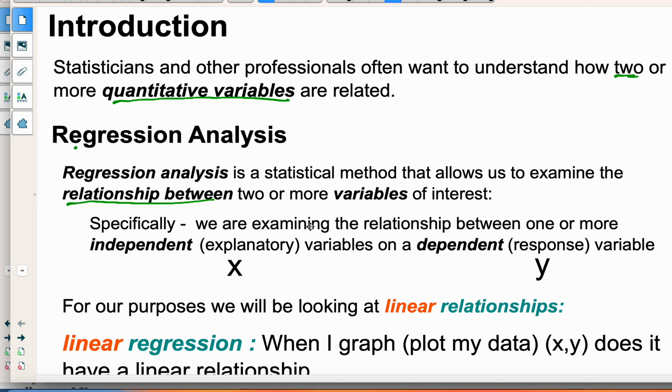And in particular, we're looking at the relationship between an independent variable, usually referred to as x, the explanatory variable, and what is the effect of that on the dependent variable, or the response variable. That's y. So as we change x, what happens to y?